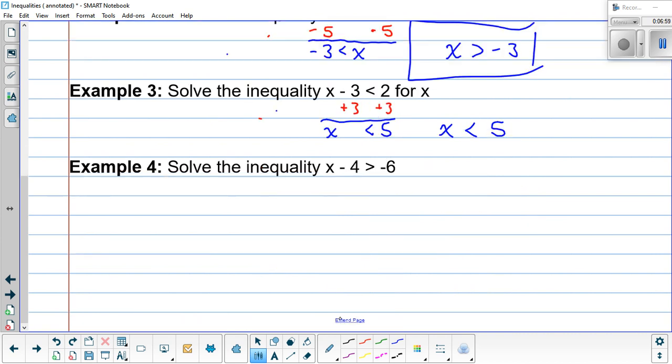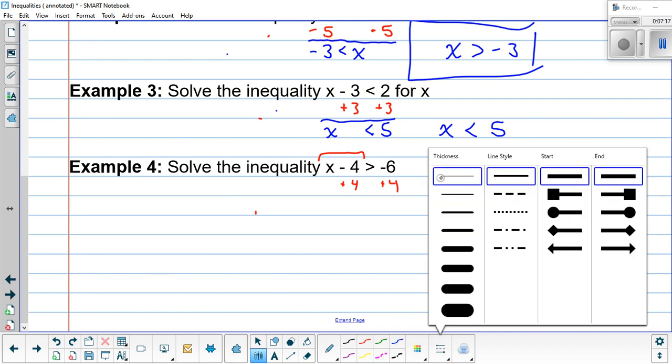And one more example. Doing the exact same thing. So we want to get x by itself on this left-hand side here. So what are we going to do? If we have negative 4, we have to add 4 to get rid of it. Similarly, do the exact same thing onto our right side.